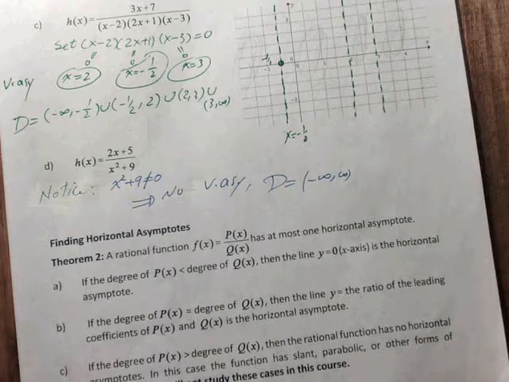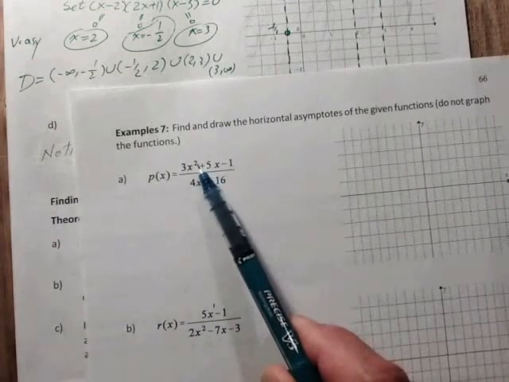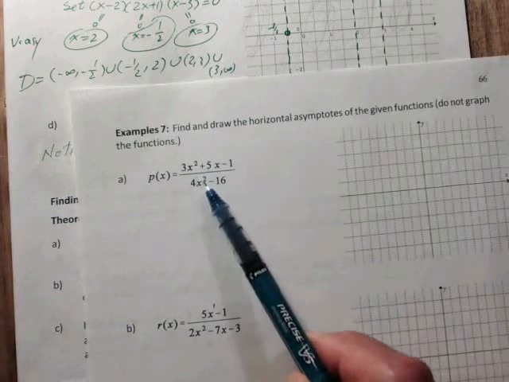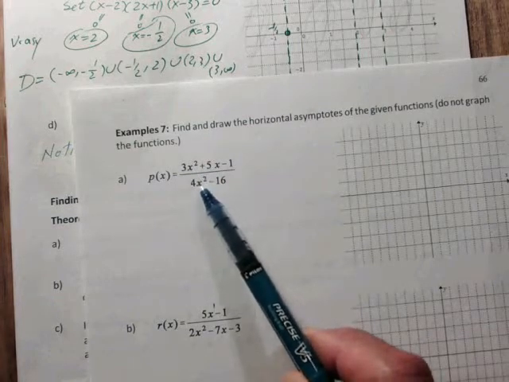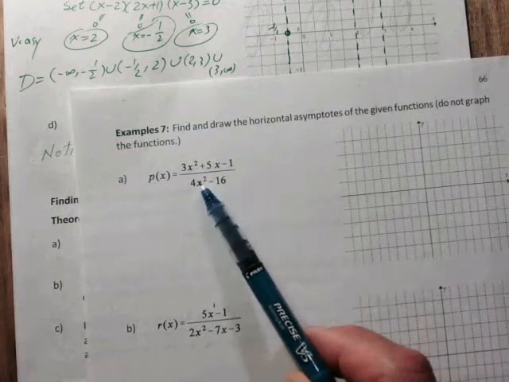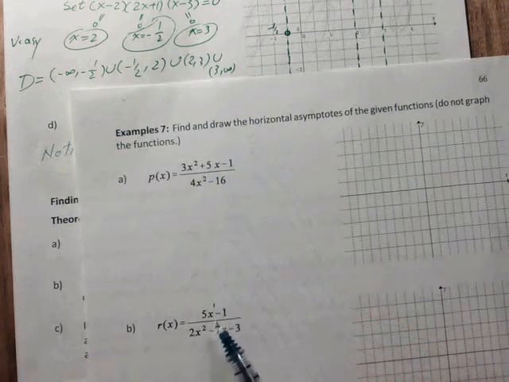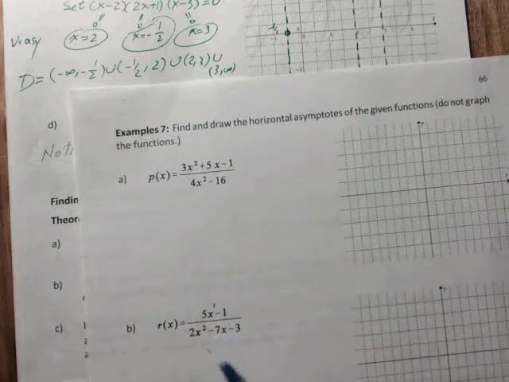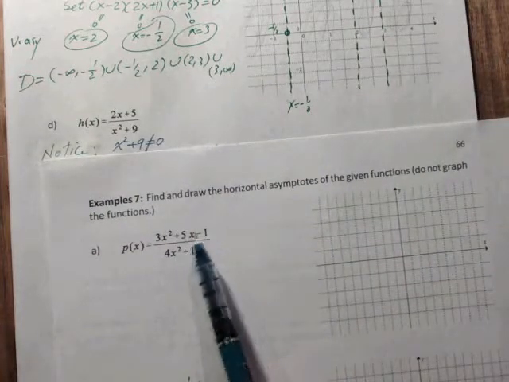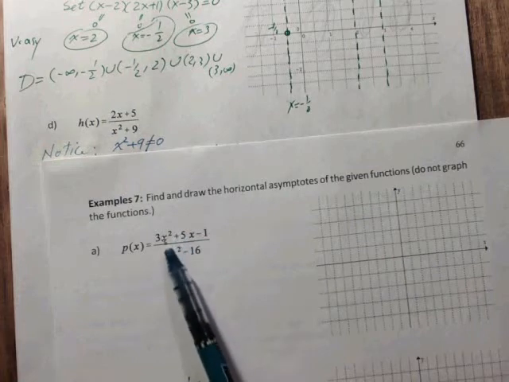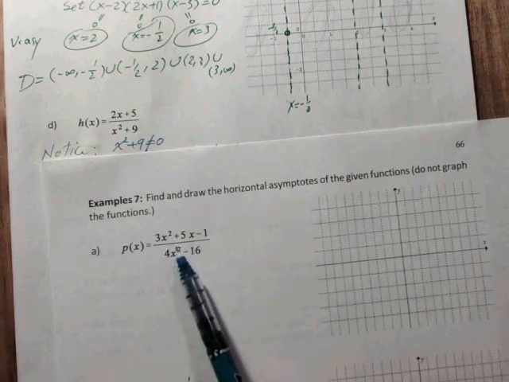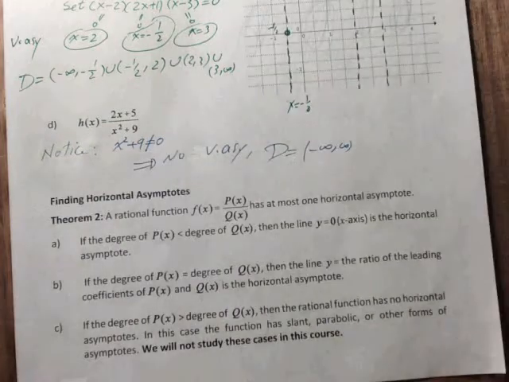Okay, something like this example here. We're going to look at it in just a few minutes. See, degree of the numerator is 2, degree of the denominator is 2 as well. Then what kind of horizontal asymptote does it have? Okay, this one, the degree of the numerator is smaller. So in this case, the x-axis is the horizontal asymptote. Okay, but here degrees are equal. Then what's going to happen if the degrees are equal?